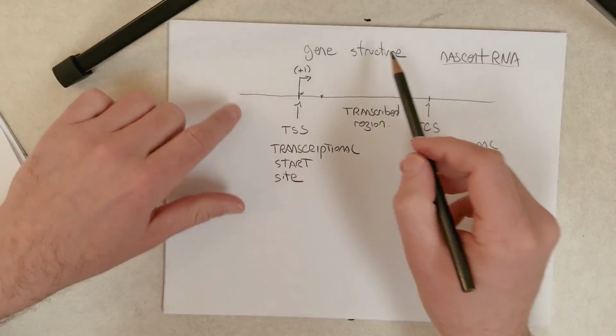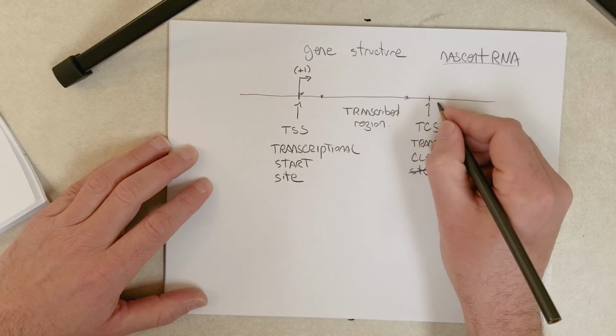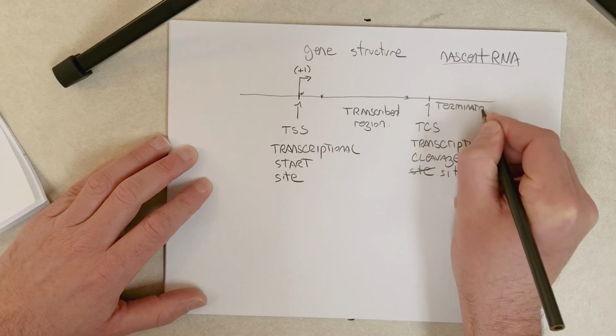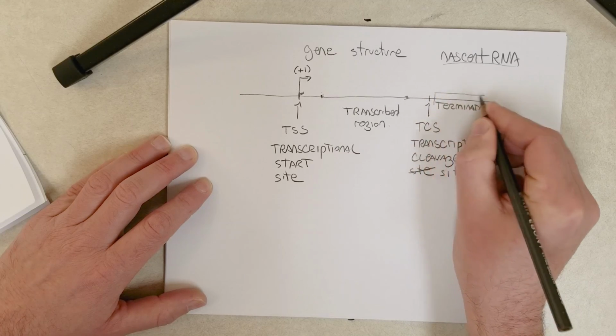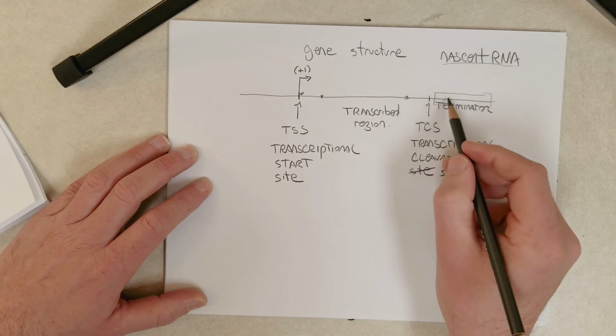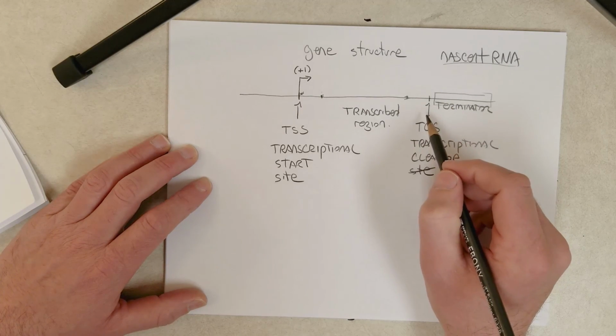So with respect to gene structure, let me also address down here. Down here, we'll call this the terminator region of the gene. And this is where RNA polymerase will be dissociated from the template.